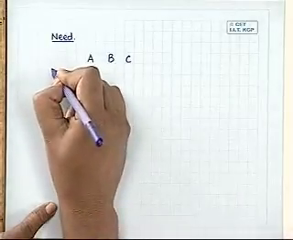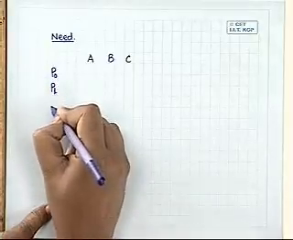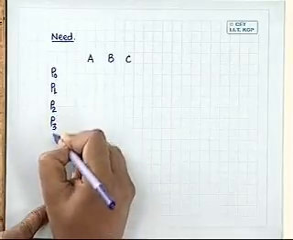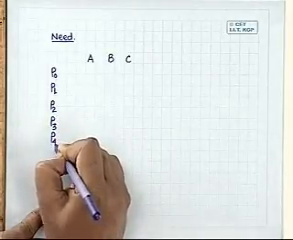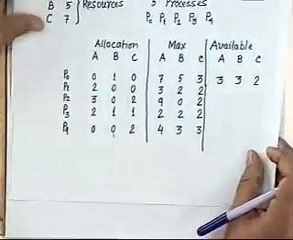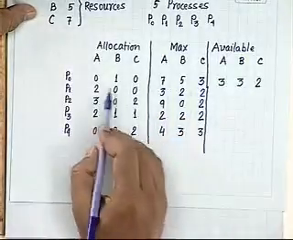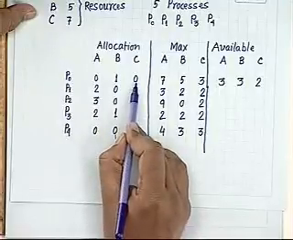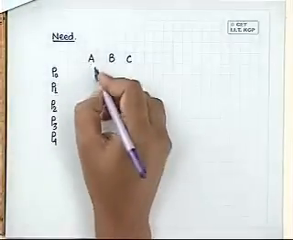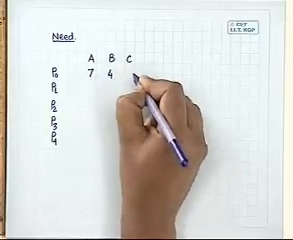We have processes P0, P1, P2, P3, and P4. For P0, the maximum requirement is 7, 5, 3, out of which allocated is 0, 1, 0. That means need will be 7, 4, 3. So for P0, the future need is 7, 4, and 3.